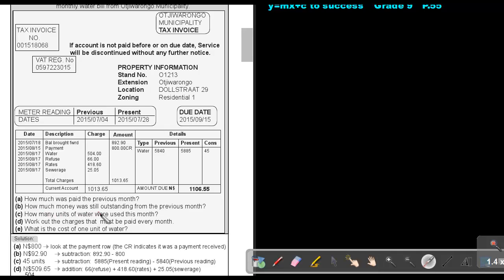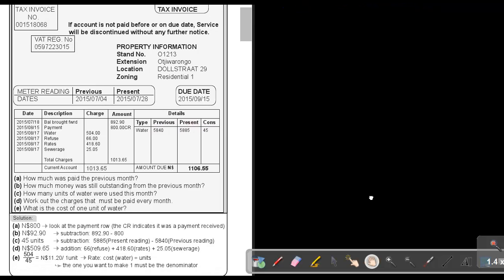Then how much money was still outstanding from the previous month? You have to subtract that too. And if you subtract 800 there, it's 92.90. And then the next one, how much units of water were used this month? Okay, now let's just look at the readings. If you look at the readings, it's just going to be here. So if you take this amount and you subtract that one, you will get that 45. Okay. Let's just move still a bit up.